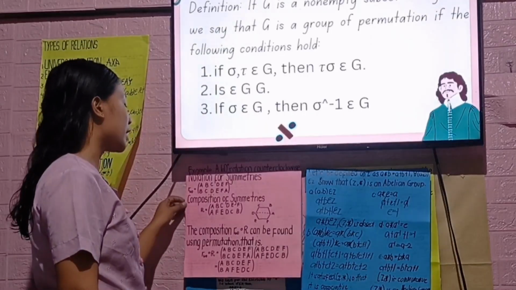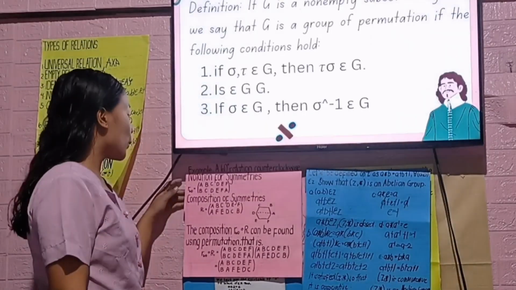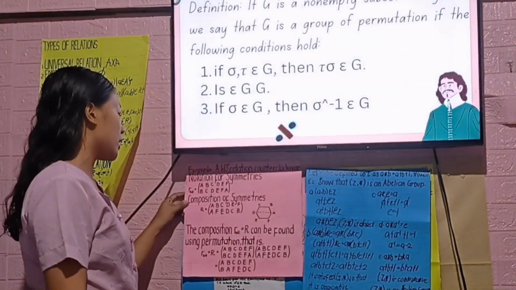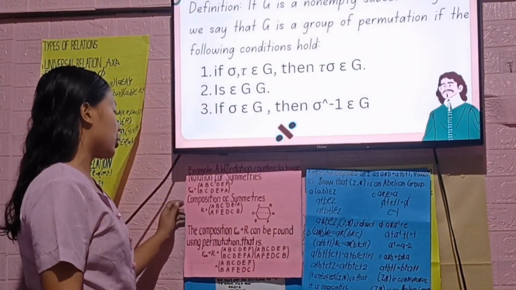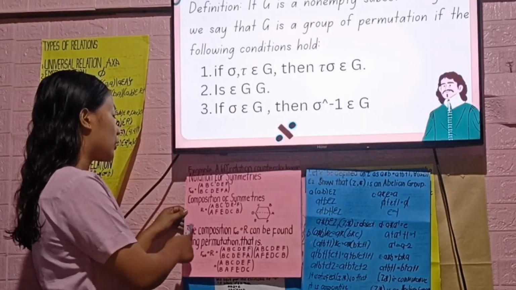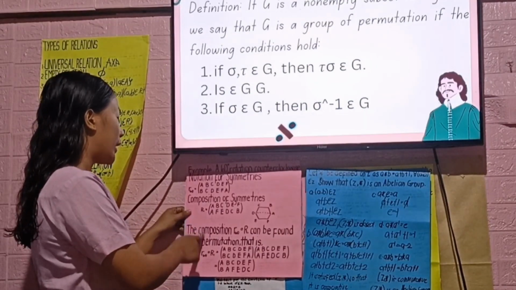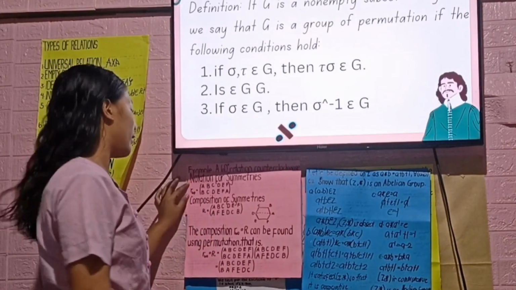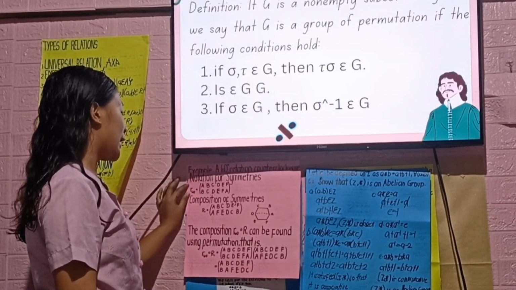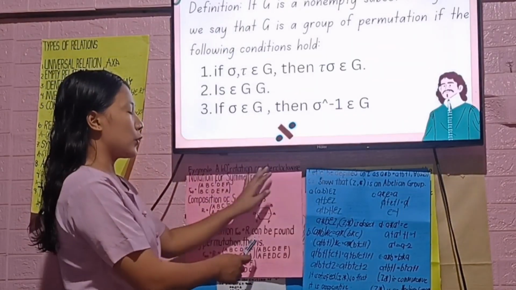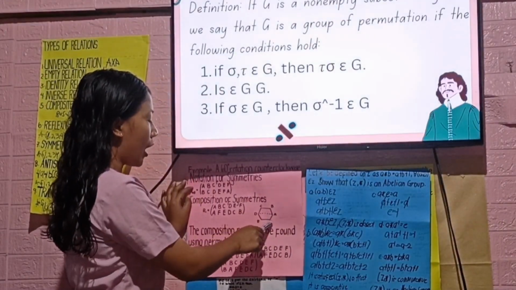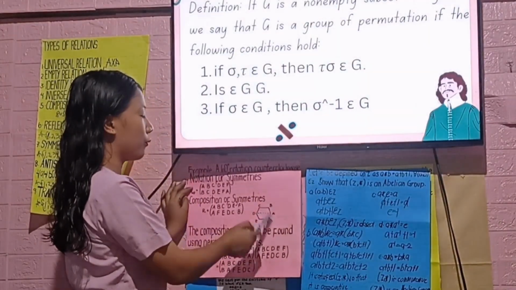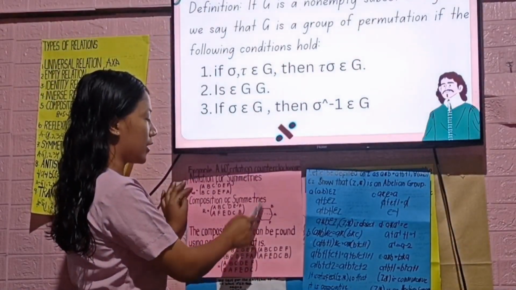Composition of symmetries. Suppose we want to find R sub 60 of R1, where R1 is the reflection about the axis through vertex A. If we have the reflection about the axis through vertex A, suppose that it is the mirror, then B goes to F and C goes to E.